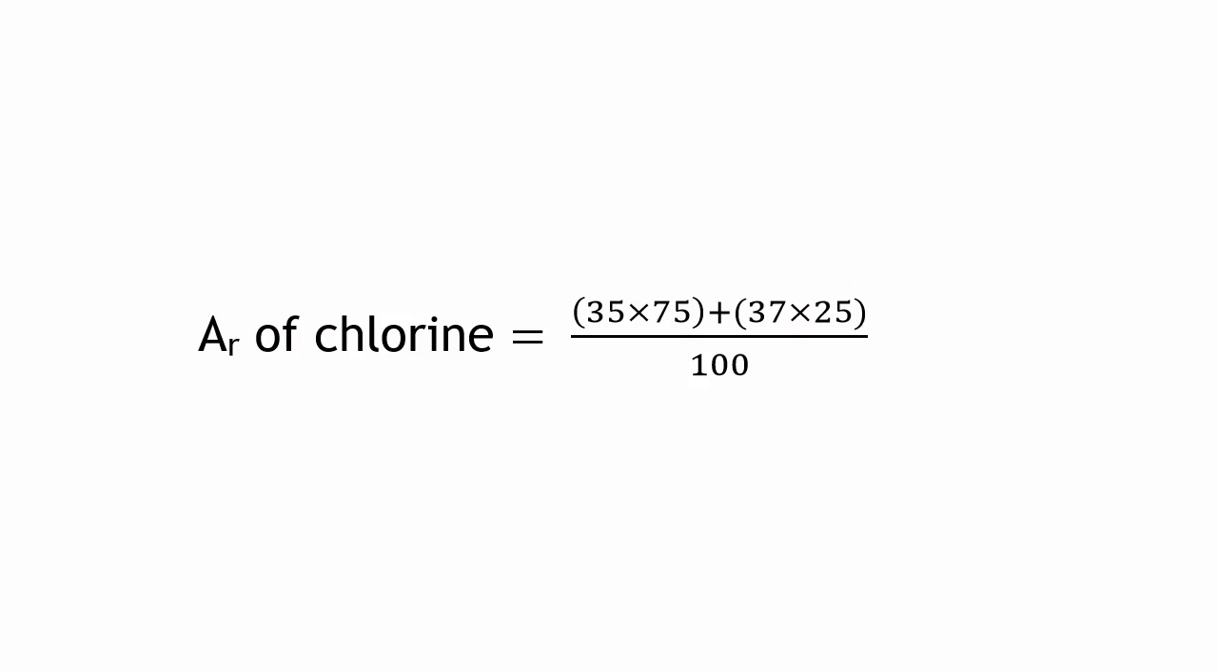You can think in a simple way that maybe say there are 100 chlorine atoms, and so 75 will be chlorine-35, 25 will be chlorine-37, and you just work out the average, and you'll find that the answer comes out to 35.5. That is the relative atomic mass of chlorine. As you can see, the relative atomic mass, the AR, will not always be a whole number.